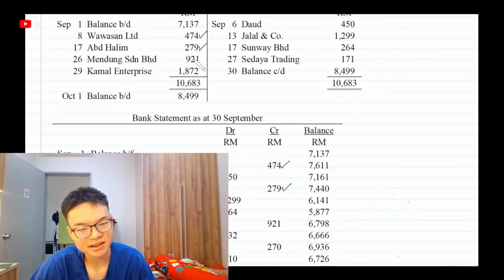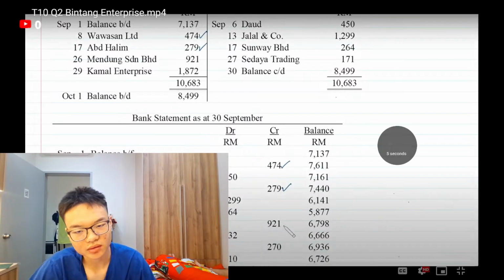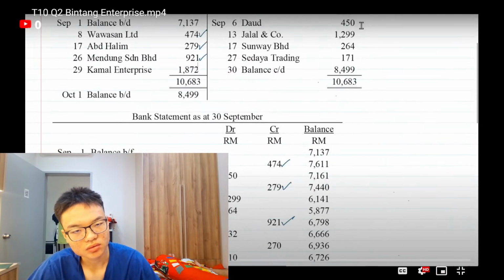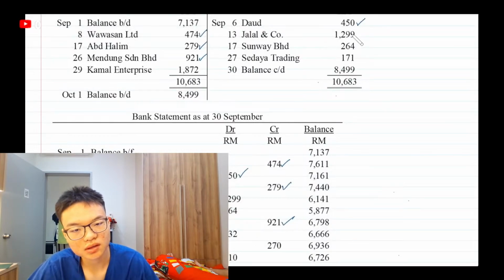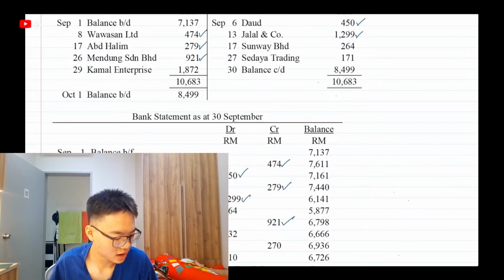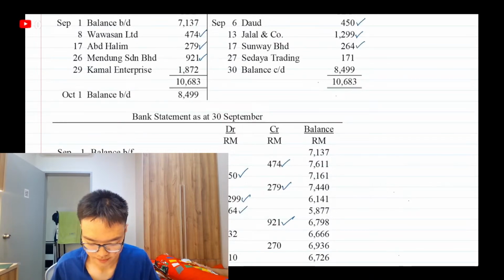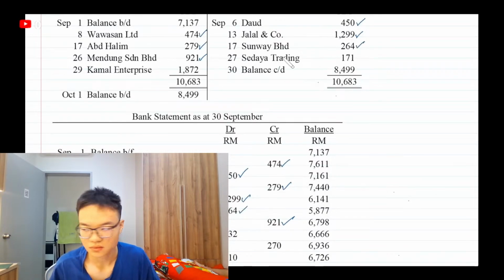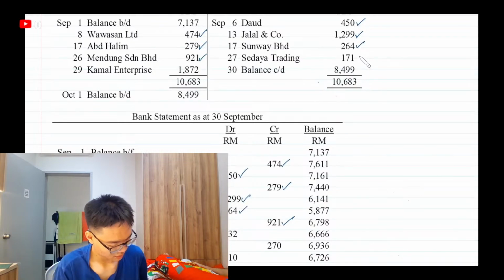Then you receive 921 ringgit from the customer. Have you deposited the money? No, it's not here. Then payment of 1,299 ringgit is to Jalal and Co. Yes, the check has been presented for payment. The money has been deducted from your bank account. Then payment of 264 ringgit to Sunny Berhad. Yes, this check has also been presented for payment. Next, payment of 171 ringgit to Dahlia Trading. No, it's not here. So this is an unpresented check.